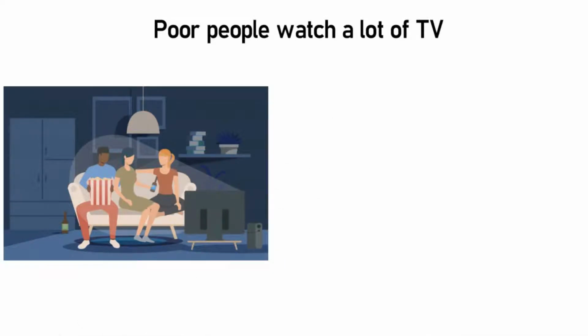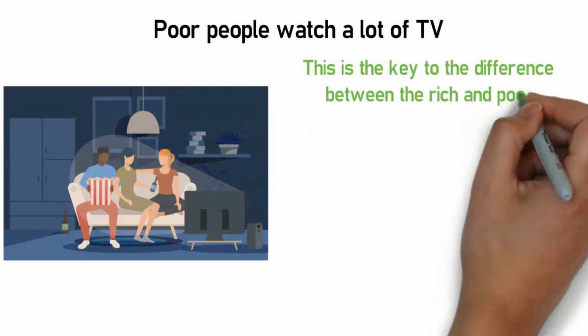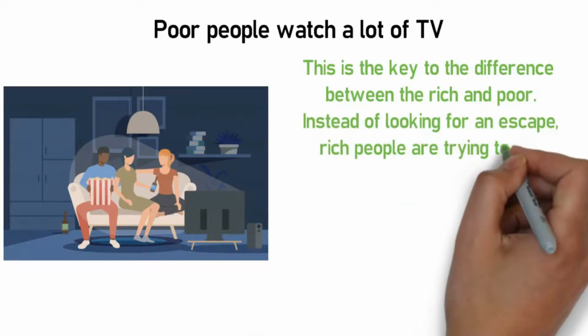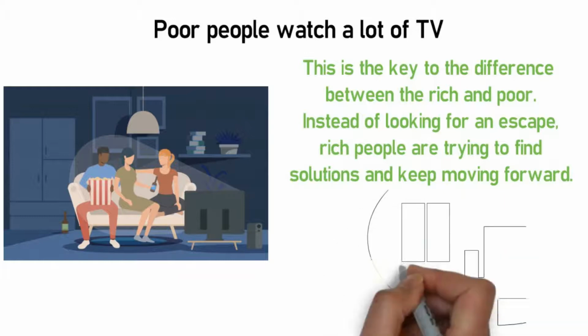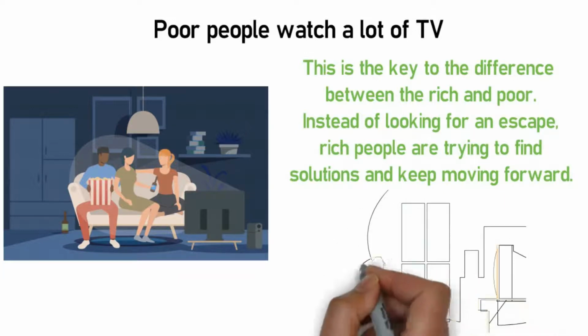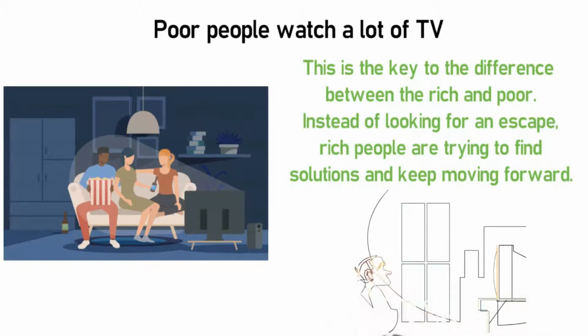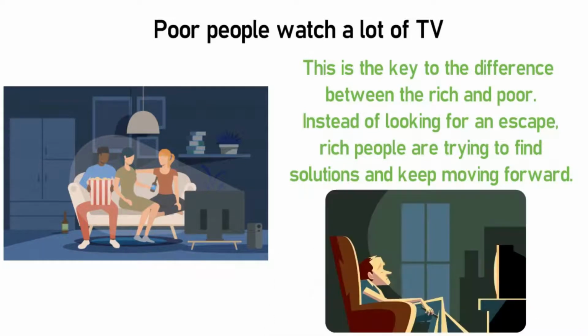For a lot of people, watching television and movies is a way for them to escape reality. This is the key to the difference between the rich and the poor. Instead of looking for an escape, rich people are trying to find solutions and keep moving forward. Shows do not actually educate or add any value to your life. Rich people often work long hours and realize that watching TV is simply a waste of time unless the information is somehow relevant to their lives.